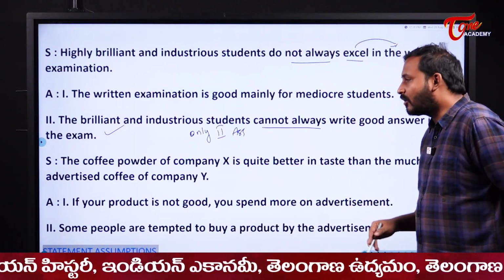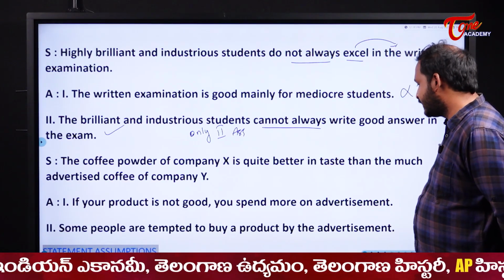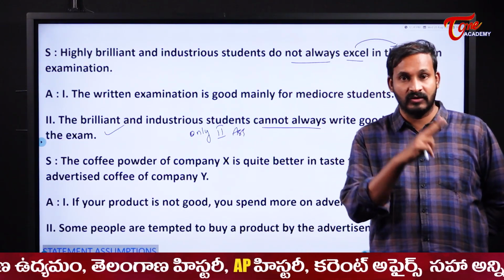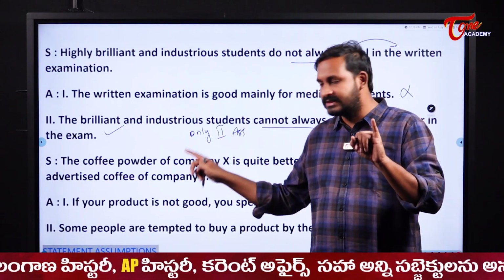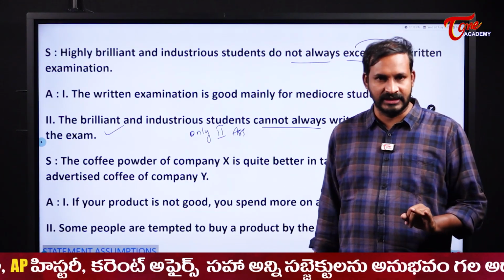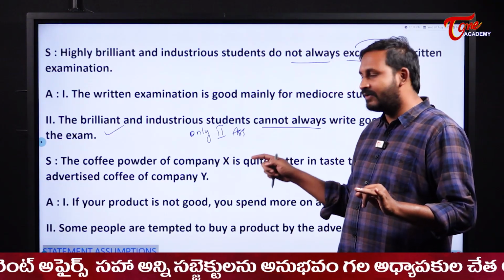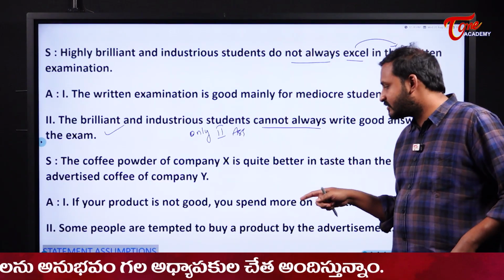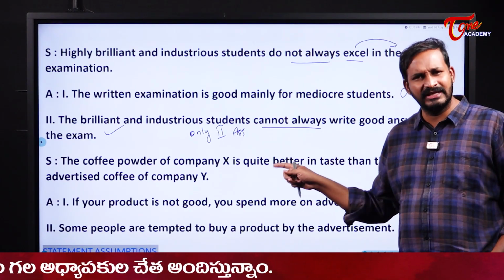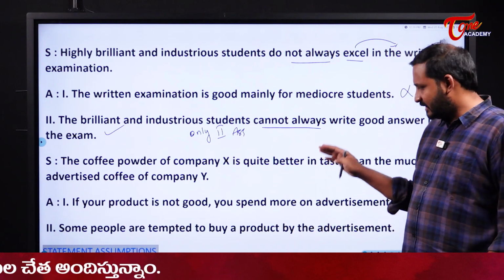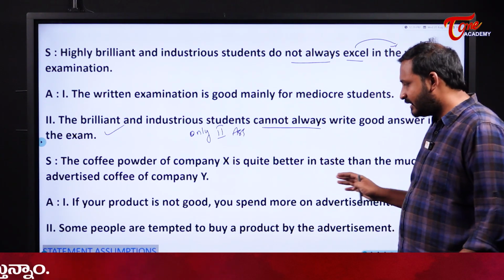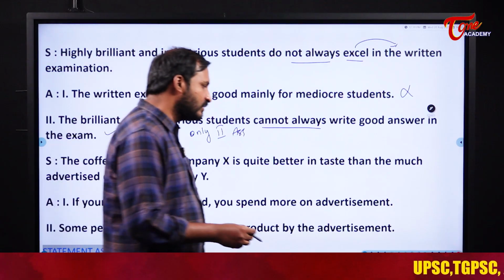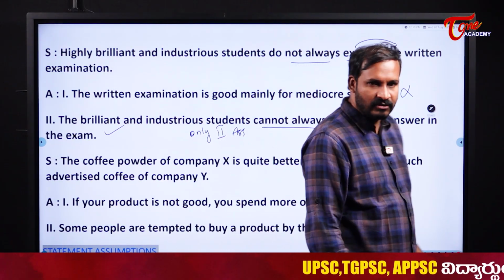Next, see this one. The coffee powder of company X is quite better in taste than the much advertised coffee of company Y. Here we can make two assumptions, students. First one is company X is better than company Y, based on taste. And next one, company Y's advertisement is more than company X's. Now, if your product is not good, you spend more on advertisement. Did they speak anything about this in the statement? They are just giving the advertisement. But it doesn't mean that if you give more advertisement, your product is not good. It is not like that, right? So that one is not at all implicit for us.